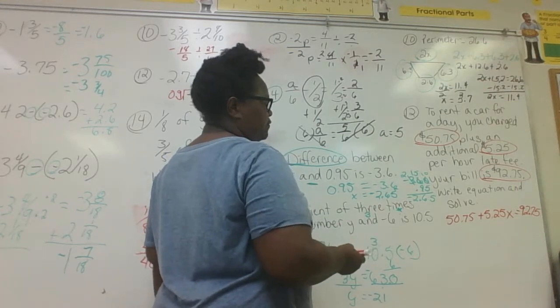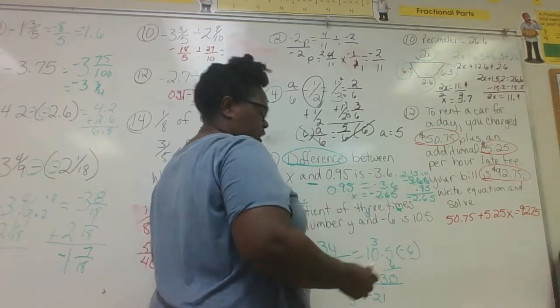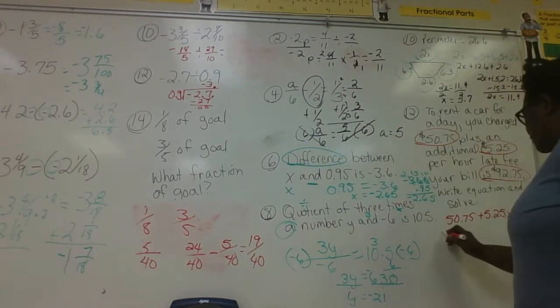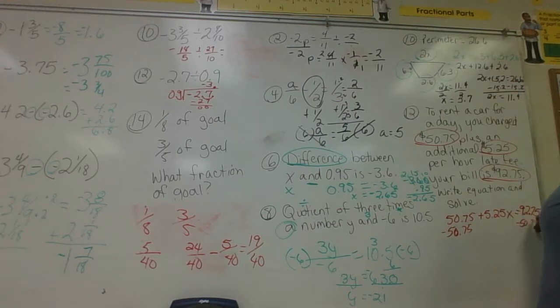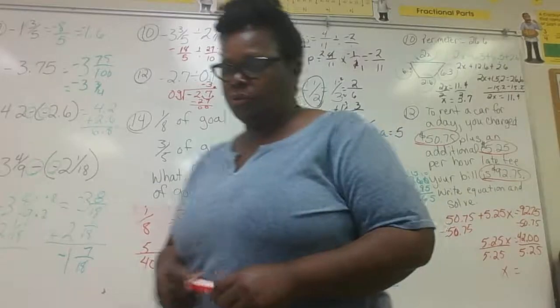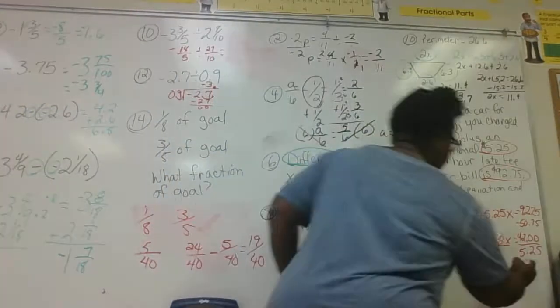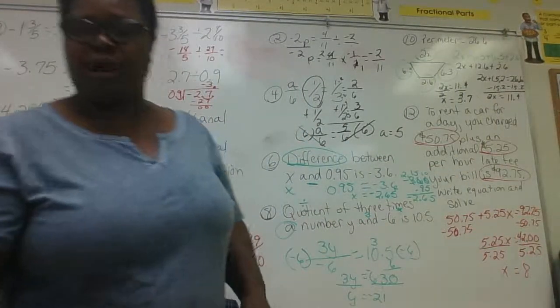Okay, so we take $50.75 from both sides, minus 50.75, minus 50.75, and so 5.25x is equal to $42. Divide both sides by 5.25, and then x will be equal to 8. Okay, practice, practice, practice.